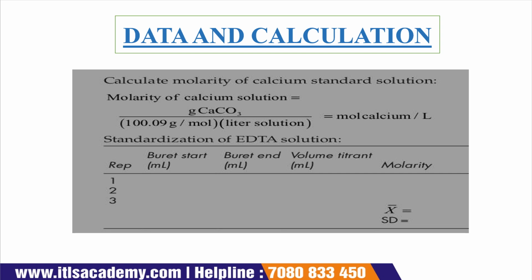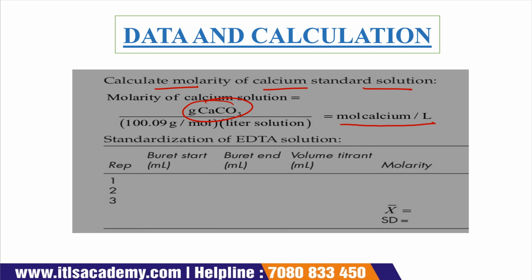Now, data and calculation. After doing the procedure, we have to follow the data and calculation. Calculate the molarity of the calcium standard solution. It is calculated as grams of calcium standard solution divided by 100.09 grams per mole per liter, which is equal to the molarity of the calcium per liter.